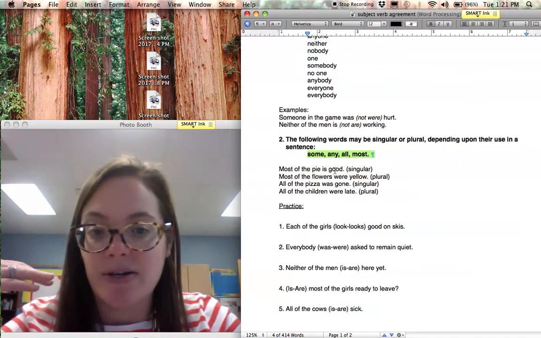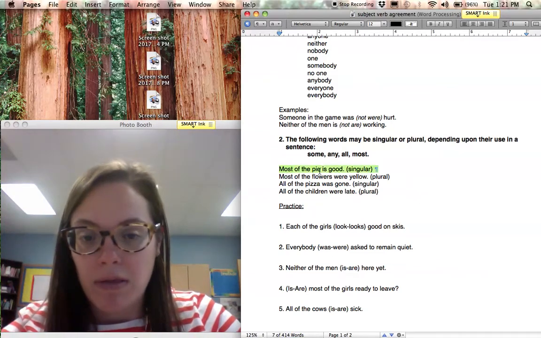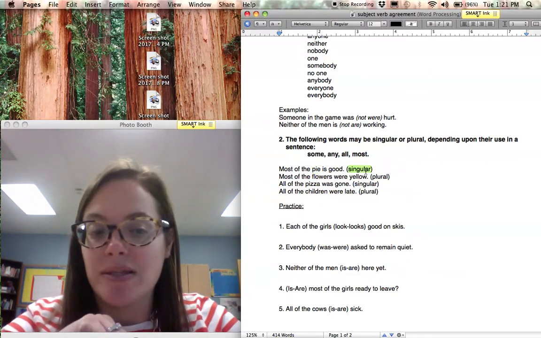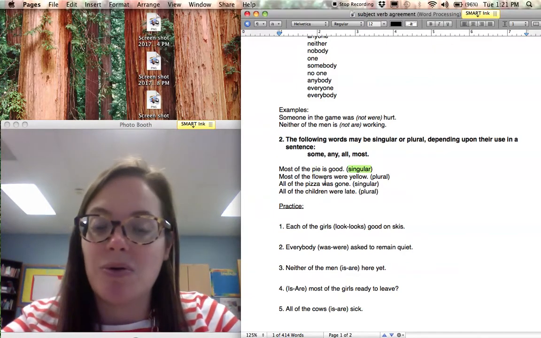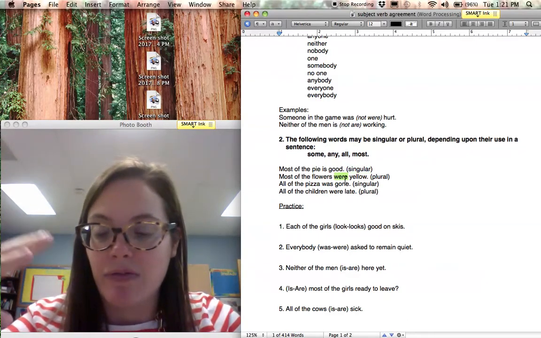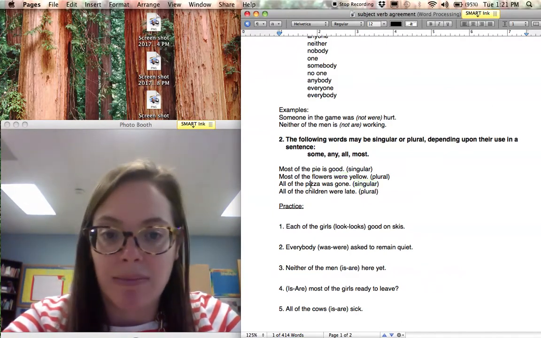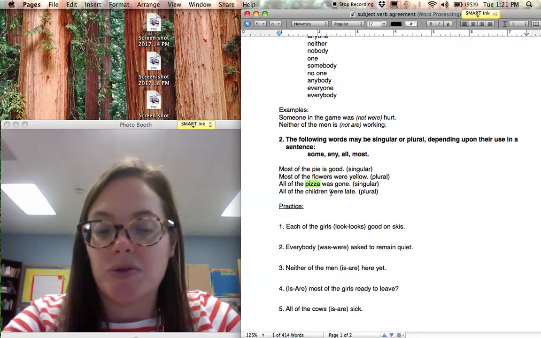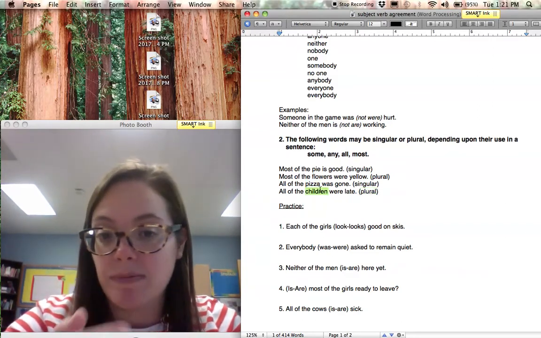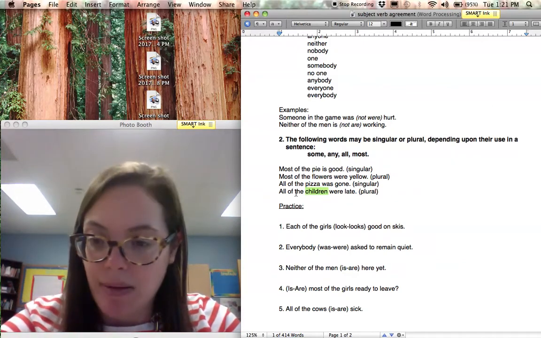Most of the pie is good. Okay, so most is my subject, but I'm describing the pie. I'm talking about most of the pie, and pie is singular, so I'm going to go with the singular verb. However, if I say most of the flowers were yellow, I need to go with the plural verb because I'm talking about most of a plural thing. All of the pizza was gone, same thing, singular, I'm talking about the pizza. Whereas all of the children were late is plural because I'm talking about a plural noun, children. So for these, you just want to look at how they're being used. What are they describing?